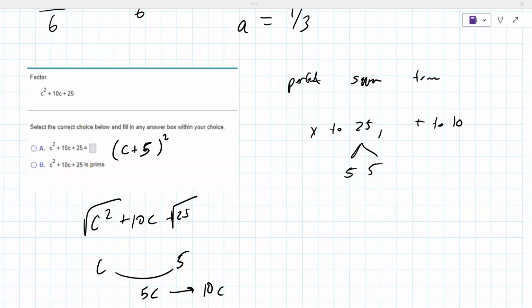Okay, wait. Can we work through this one problem together? I'm about to show it.